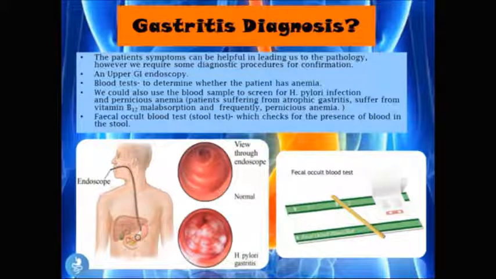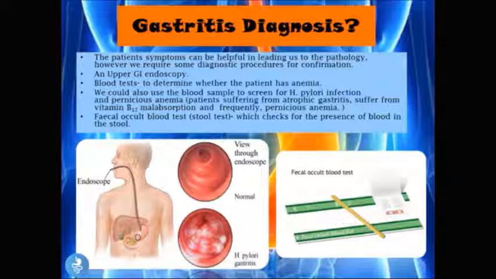We could also use the blood sample to screen for the H. pylori infection and pernicious anemia, because patients suffering from atrophic gastritis suffer from a vitamin B12 malabsorption and frequently have pernicious anemia. We can also do a fecal occult blood test, which is a stool test that checks for the presence of blood in the stool.